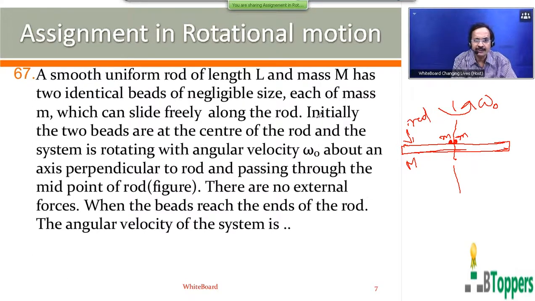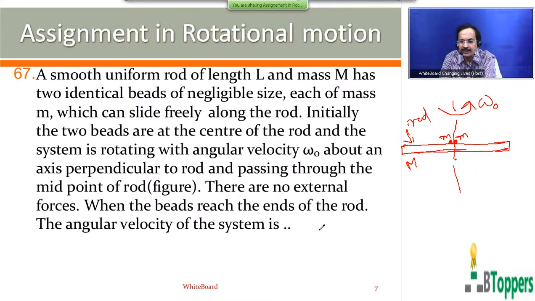So I will read out the second sentence again. Initially, the two beads are at the center of the rod and the system is rotating with angular velocity omega naught about an axis perpendicular to the rod, passing through the midpoint of the rod. There are no external forces. When the beads reach the ends of the rod, the angular velocity of the system is. You can take a pause and try to complete the question. Your answer should be expressed in terms of the given letters, that is capital M, small m and omega naught.